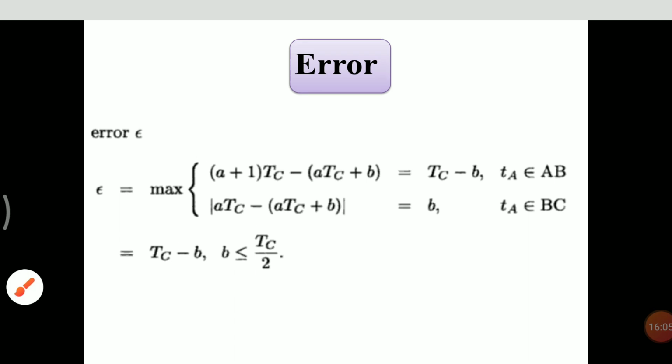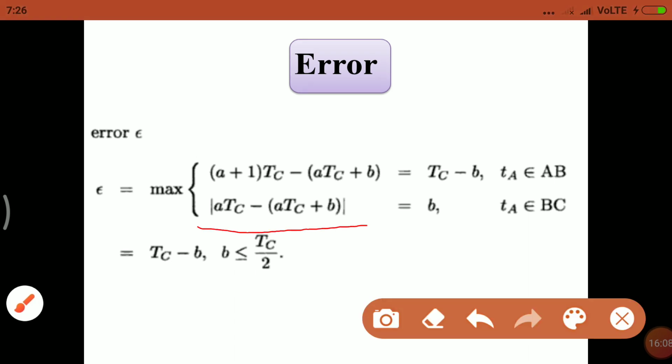So if you see here in the second case, A into Tc minus Tx, where Tx is nothing but A into Tc plus B. So whatever the error is, it is B. It could be positive or negative. So when the event occurs between the B and C points, at that time we will obtain some error which is represented by the B value. B is nothing but a proper fraction. B by Tc is the proper fraction. So if you see this, Tc minus B occurs.